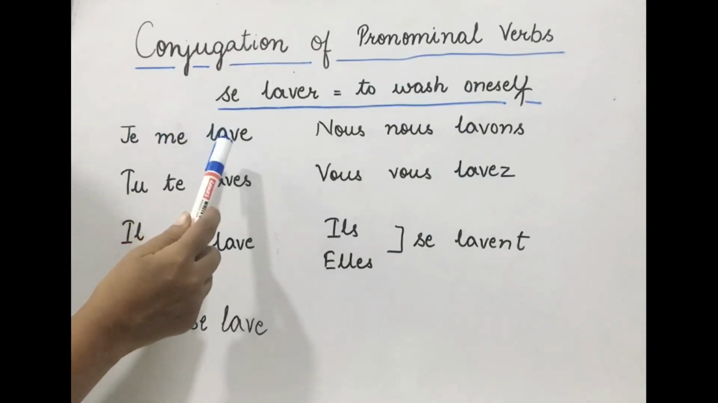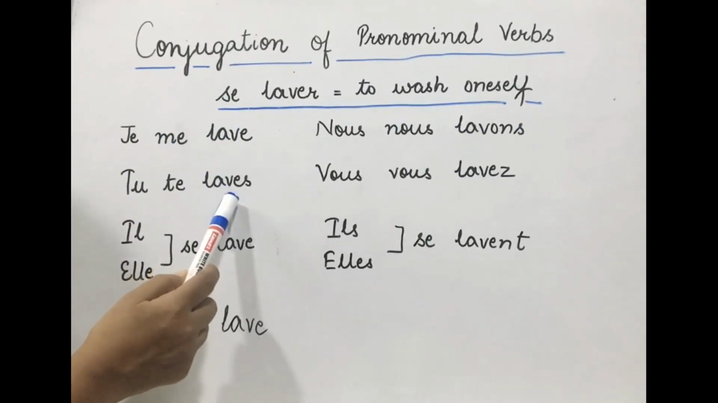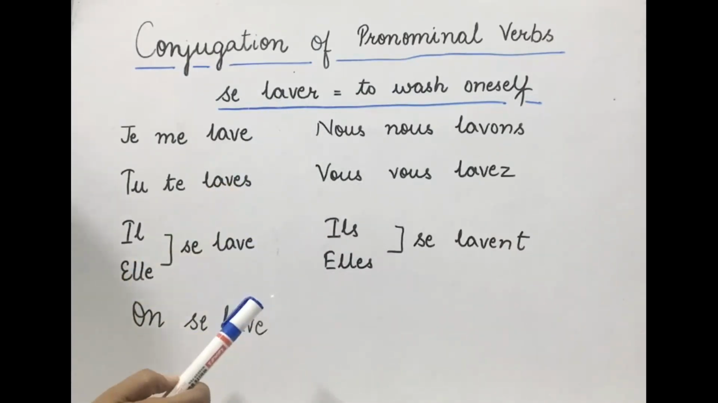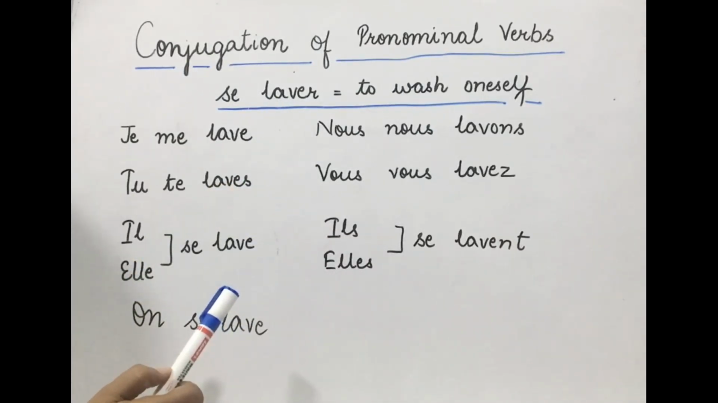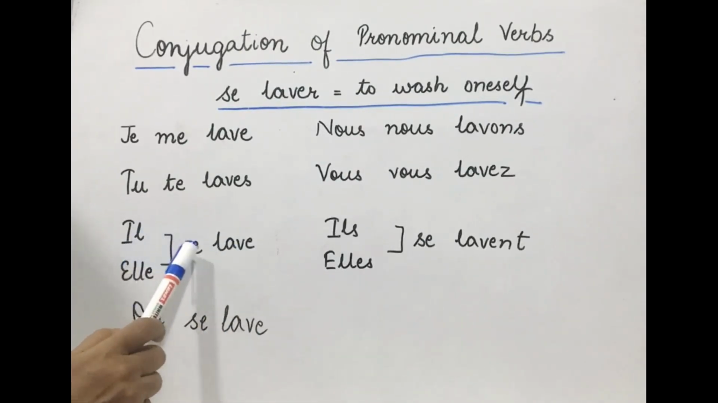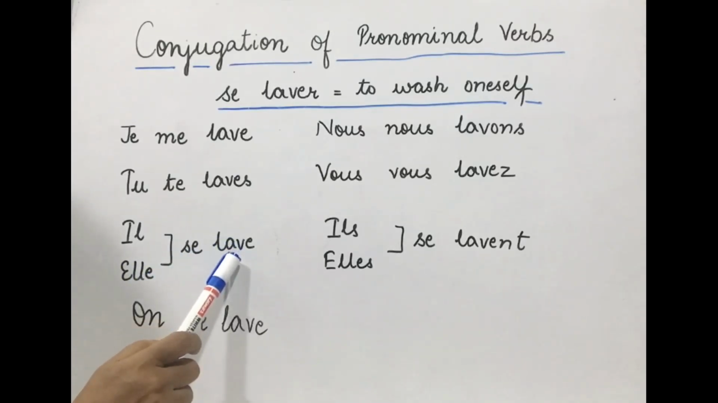Je me lave, tu te laves. Ending is es as in ER verbs. For ER verb conjugations, you can follow my lesson on conjugation of ER verbs. Okay, then il, elle se lave, il se lave, elle se lave.